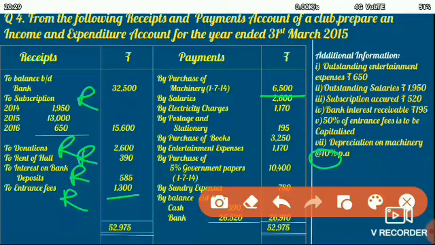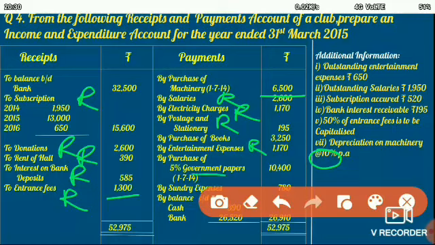So only the depreciation will come in the income and expenditure account. Salary is a revenue nature item. Then electricity charges is a revenue nature item. Postage and stationery is a revenue nature item. Books for a not-for-profit organization is an asset, so it is a capital nature item. Then entertainment expense is a revenue nature item.